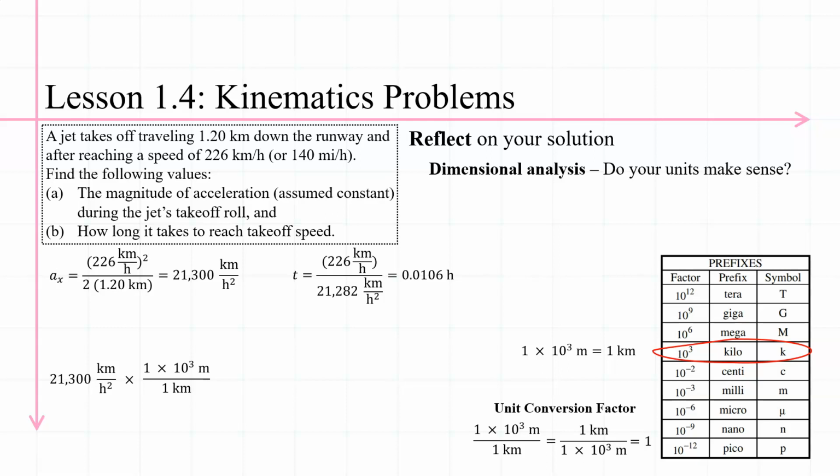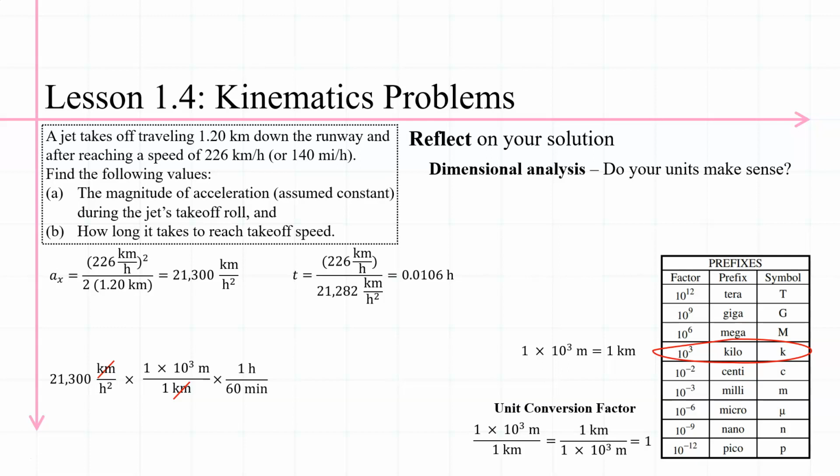All right, so I'm going to multiply by 1 times 10 to the third meters per kilometer. Notice what happens. I have kilometers in the denominator and in the numerator, so kilometers are going to cancel, and now I'm left with meters per hour squared. But I don't want hours, I want seconds. How am I going to convert that hours to seconds?